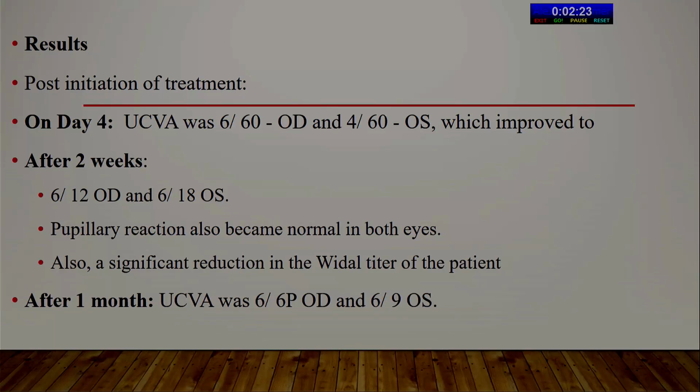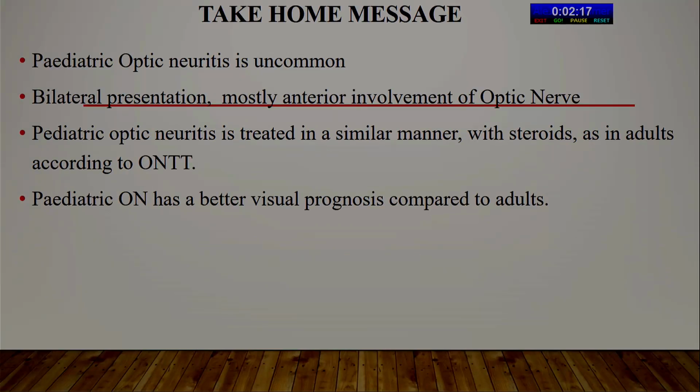After 1 month, the best corrected visual acuity was 6/6 partial in the right eye with 6/9 in the left eye. So the take-home message from this is pediatric optic neuritis is pretty uncommon. It usually presents with bilateral presentation, and mostly the anterior part of the optic nerve is involved. It is treated in a similar way with steroids as in adults according to the optic neuritis treatment trial. The important thing to note is that it has a better visual prognosis as compared to adults. So early diagnosis is very important. Thank you so much.